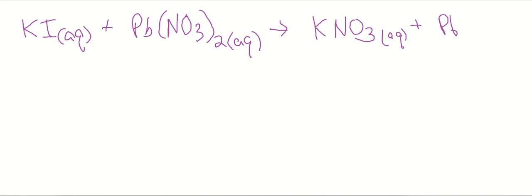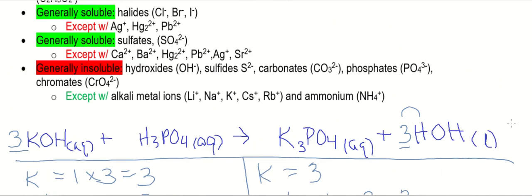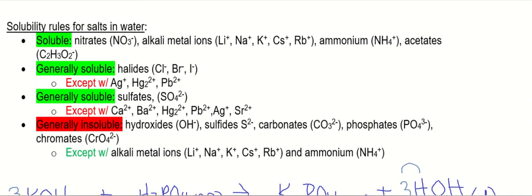All right, so lead 2, remember that's a 2 positive, iodide, so 2 positive, halogen, 1 negative. All right, we're going to need a subscript there of 2. All right, so check your solubility rules. That's going to be a precipitate. All right, your halides are generally soluble, but lead is an exception.